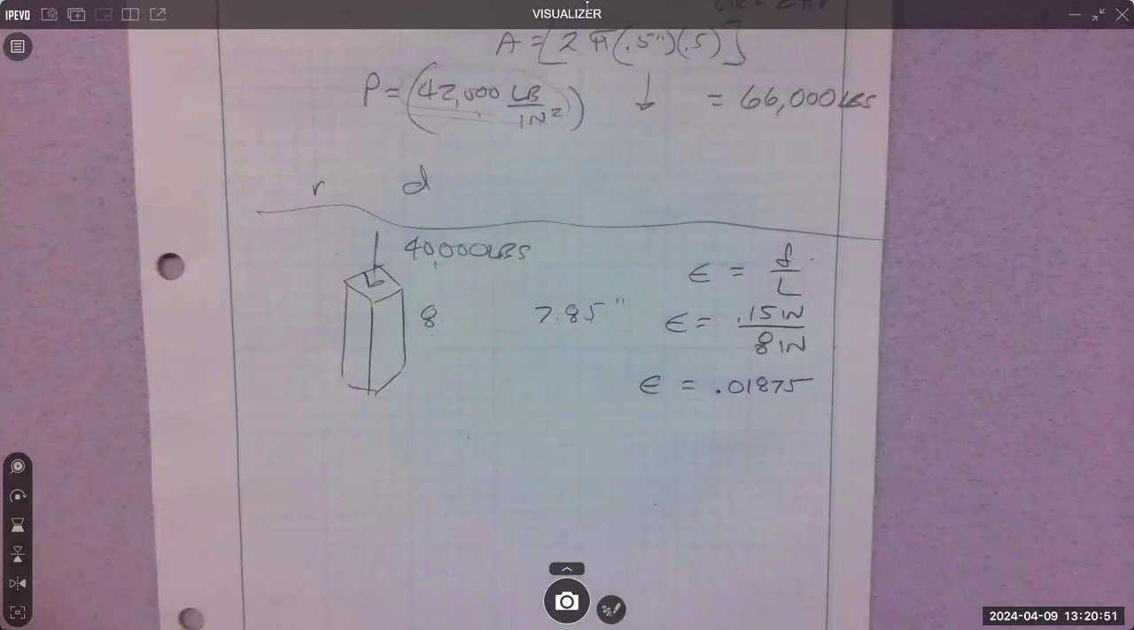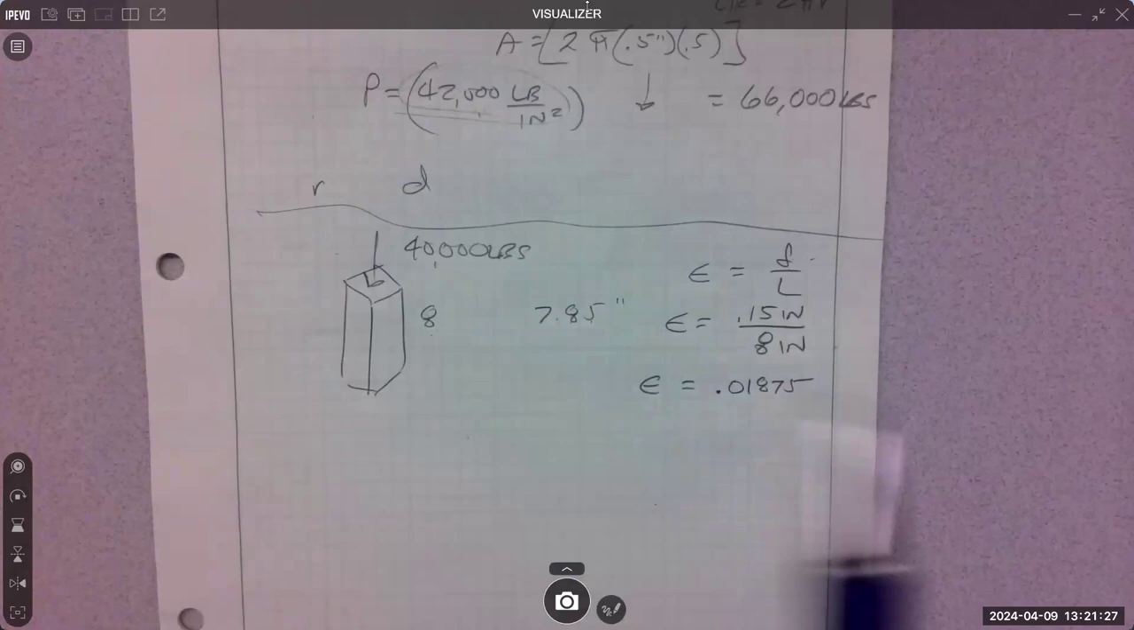0.01875. Here's the trick question of the day. What are the units of strain? Thousands of an inch. Careful. What are the units of strain? There is no unit for strain. But, and here's the big but, we refer to strain as inches per inch. Is that not weird? It's the amount of change per unit length. So it's really important that you get this.